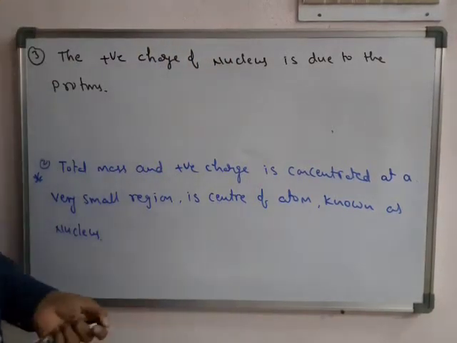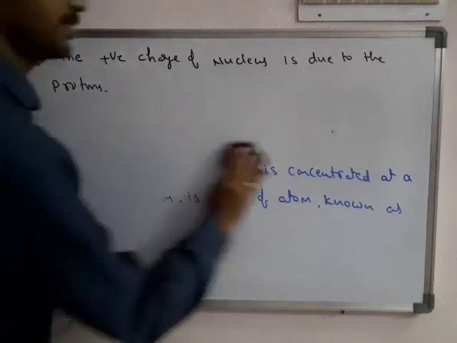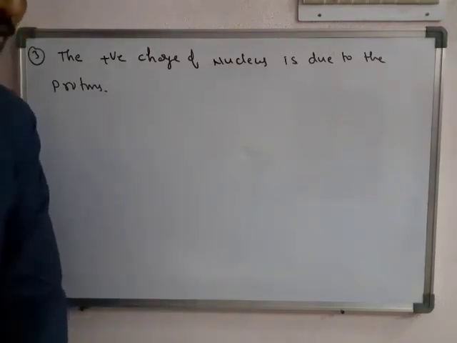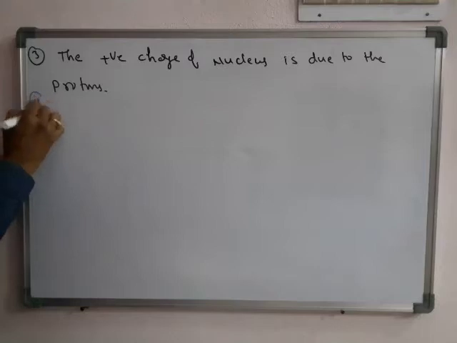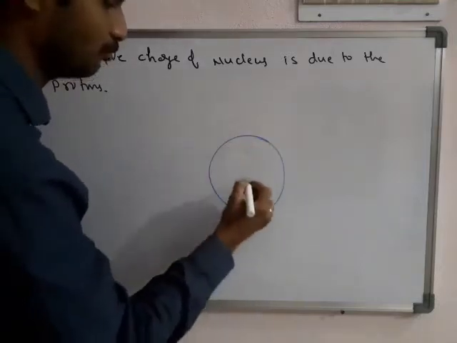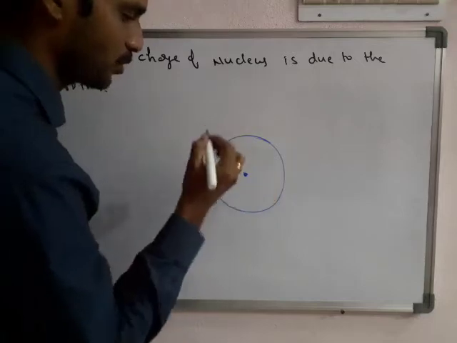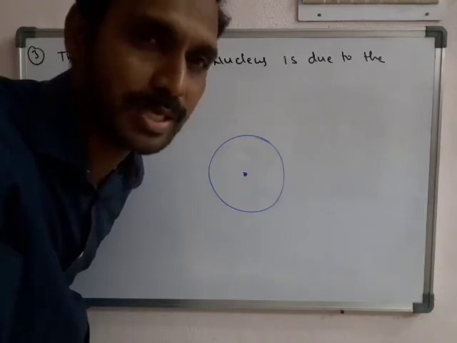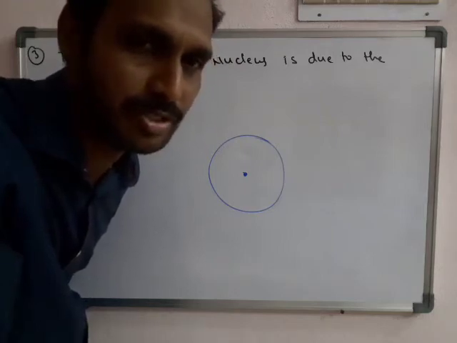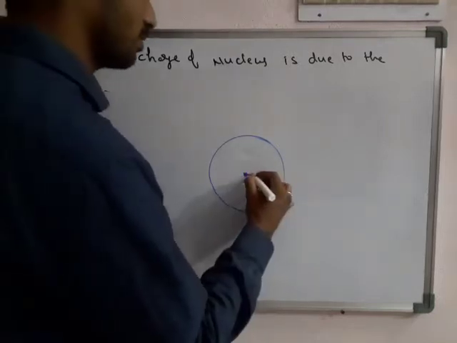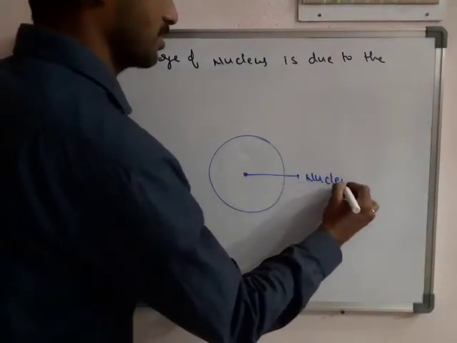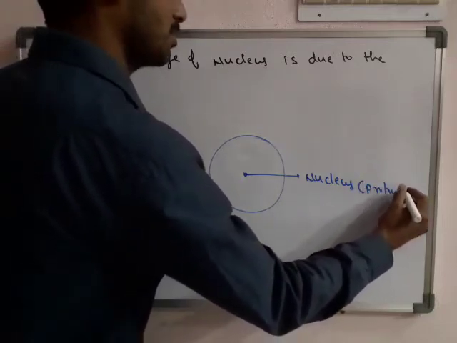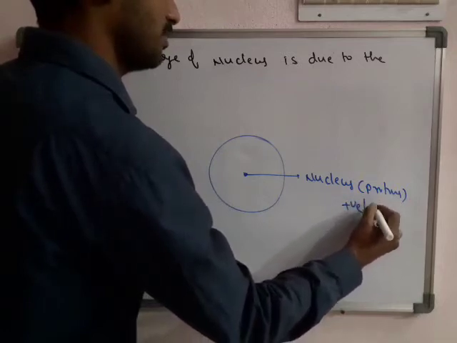Next, what about the electrons? Where are the electrons present, according to his imagination? If you take this as an atom, this is the center point. The center point is named the nucleus, where the protons are present. That's why it is taken as positively charged. So this is called the nucleus, which has protons, and therefore it is positively charged.